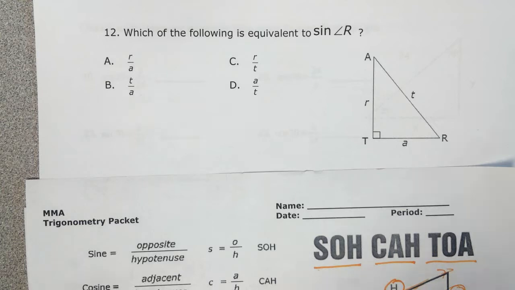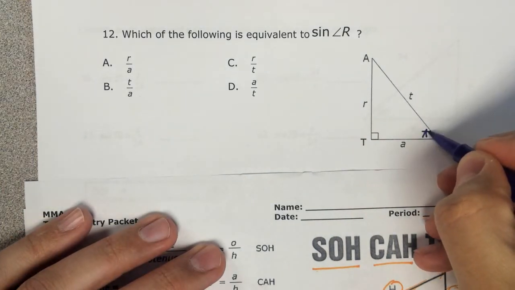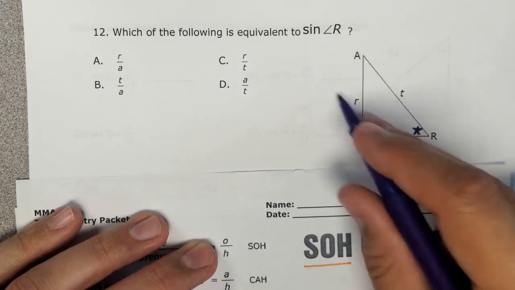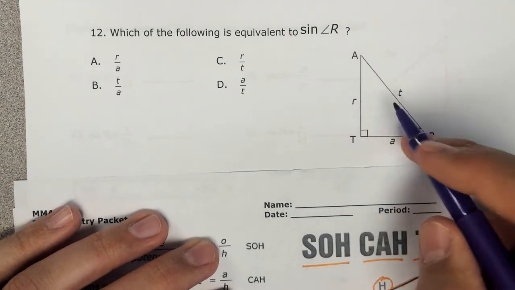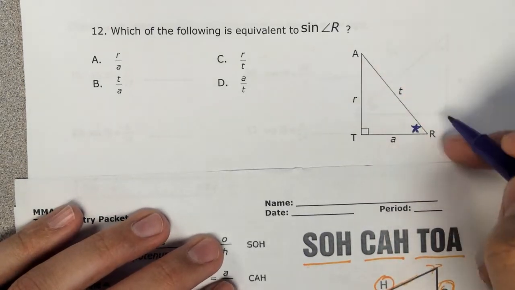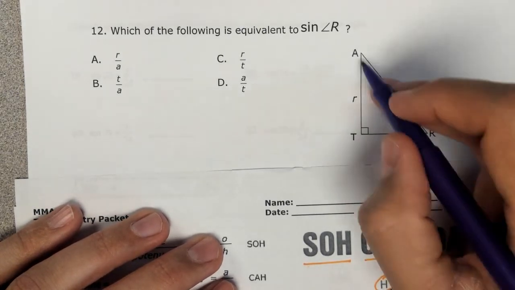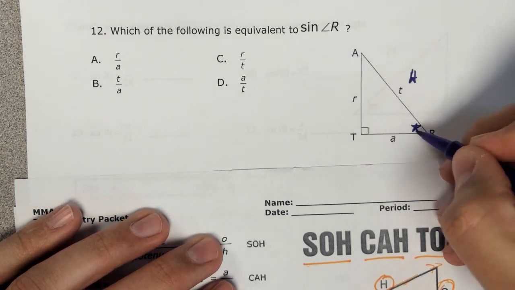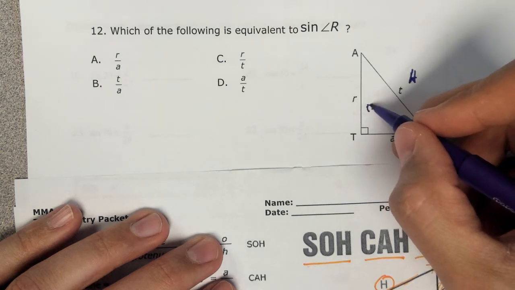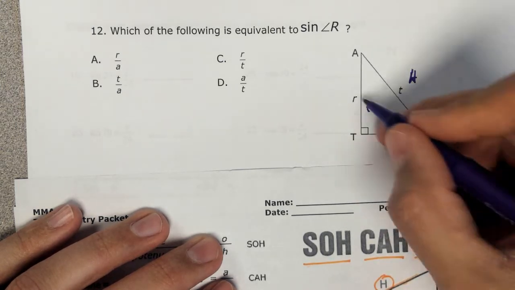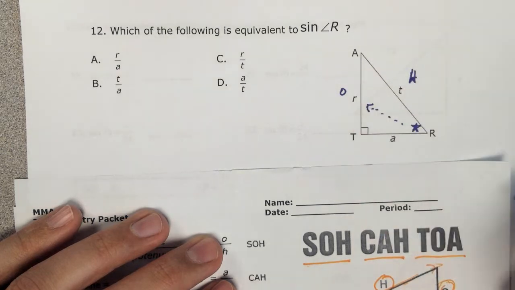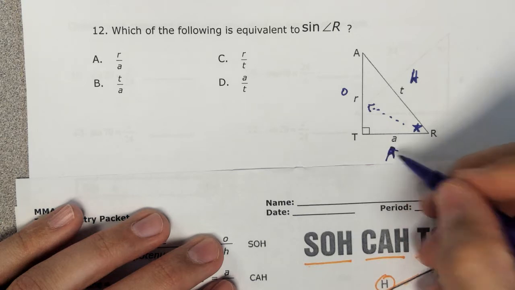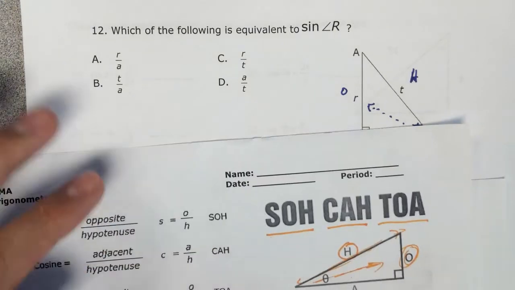Let's go ahead and find the angle R. Angle R is this angle right here. Now that we found an angle, let's go ahead and label our hypotenuse, opposite, and adjacent. Hypotenuse is always the longest side. That's our hypotenuse. Then my opposite is always across, opposite from that angle. So this is my opposite. And the adjacent is simply what is left over, the third side.